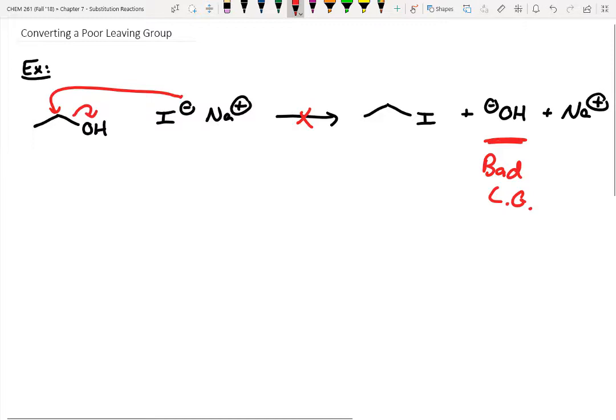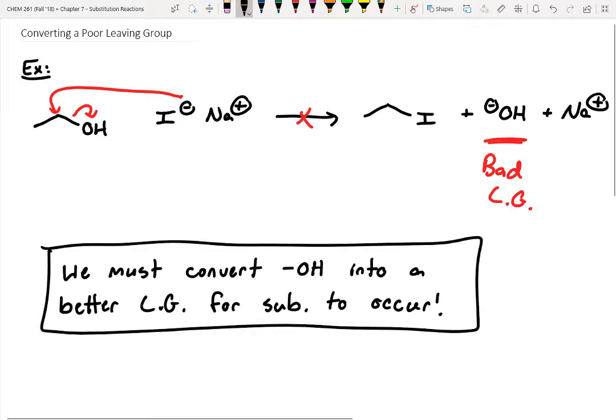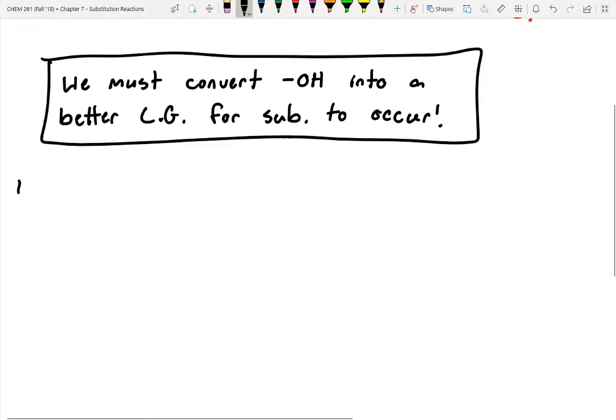What was your question? Yeah, so that's the next question: is there a way to convert that to a better leaving group? Maybe we protonate it. So let's make a note. We must convert OH into a better leaving group for substitution to occur. And we've got a few different options. The first one that Tia said was a really good option. Protonate it.